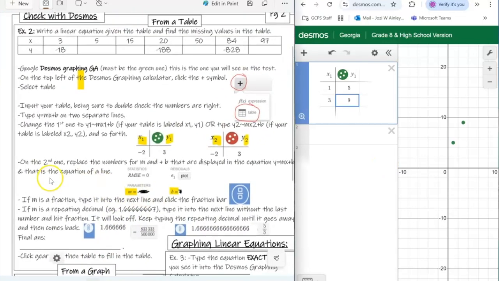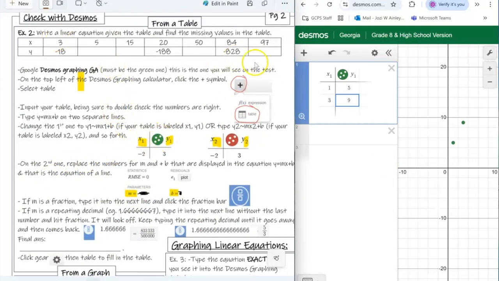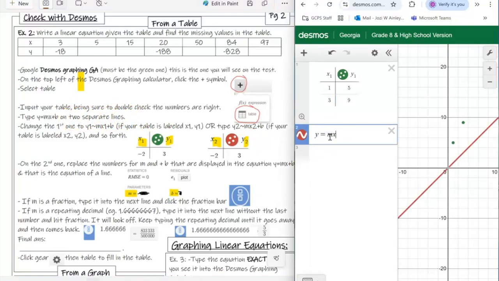So you're typing in the numbers that you've been given. All right, so type in y equals mx plus b on 2 separate lines. So I'm going to type in y equals mx plus b on 2 separate lines. And let's show you some shortcuts.